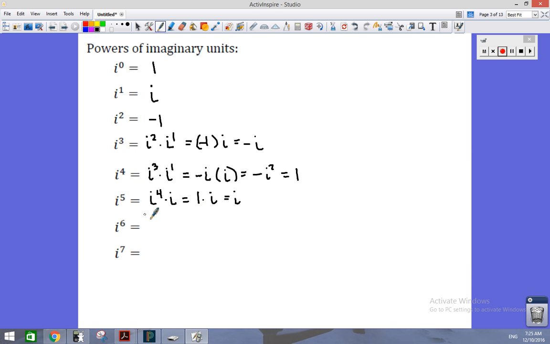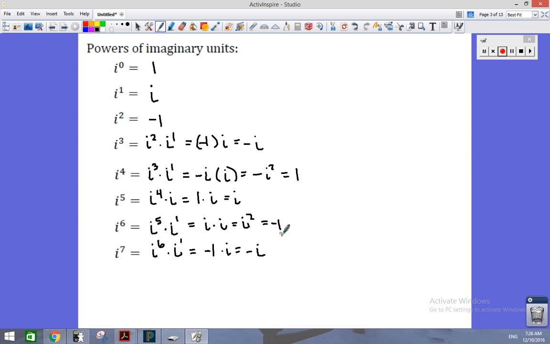So now i to the sixth can be thought of as i to the fifth power times i, because remember that i is to the first power and 5 plus 1 is 6. We just illustrated that i raised to the fifth power is i, and i times i is i squared, and the i squared by definition is negative 1. i to the 7th can be thought of as i to the 6th times i, and i to the 6th, we just illustrated, was negative 1, times i, negative i. Well, we could continue doing this forever.